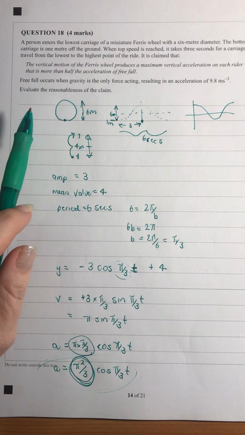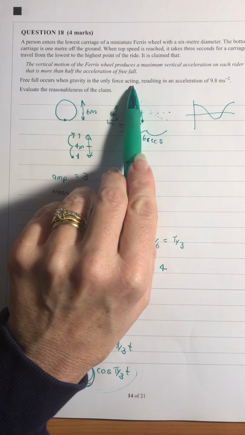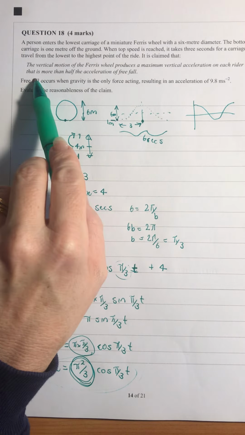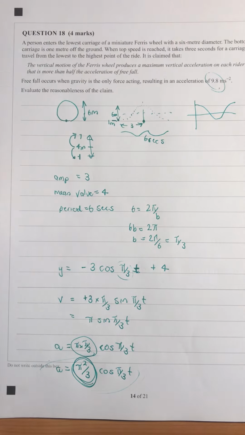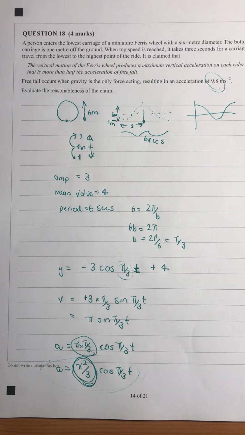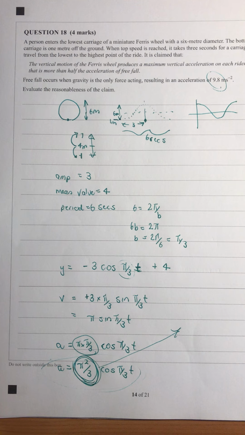This is where we then need to evaluate this claim that it's going to be more than half of the acceleration of free fall. And we've been told that free fall is 9.8. So half of that, obviously you're looking at about 4.9. Is this number here going to be more than 4.9? Now, we can't, it's tech free, so we obviously can't find the exact value for that. We can make an estimate though.